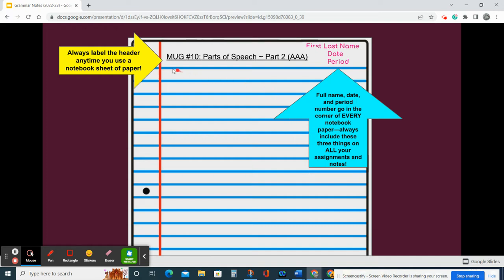Do make sure that you jot down the full title, and I will keep an eye out for this full title when we do our next note check, because if you don't jot down the full title, you're going to miss out on some extra credit points.